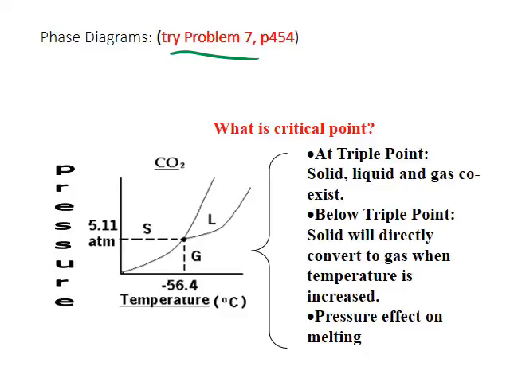The triple point is that point where solid, liquid, and gas coexist. Below triple point, solid would directly convert to a gas. Below triple point is any point below this. So solid would go directly to gas. So that's sublimation.